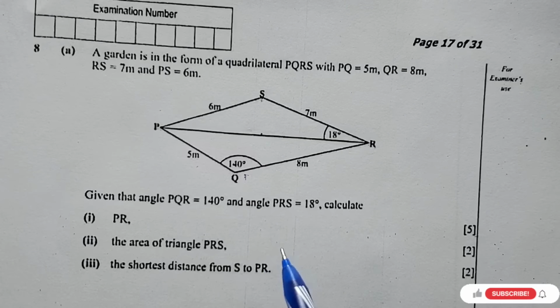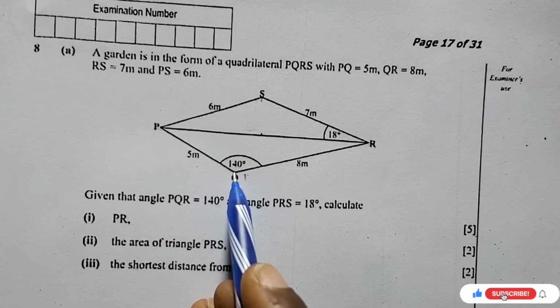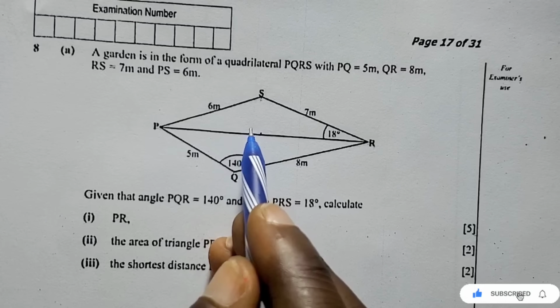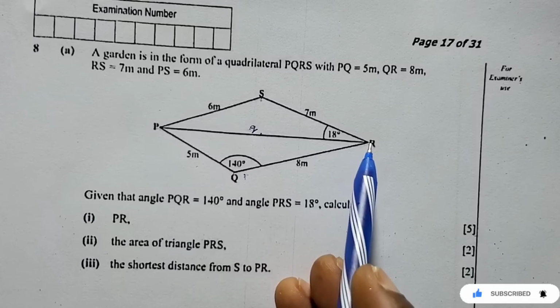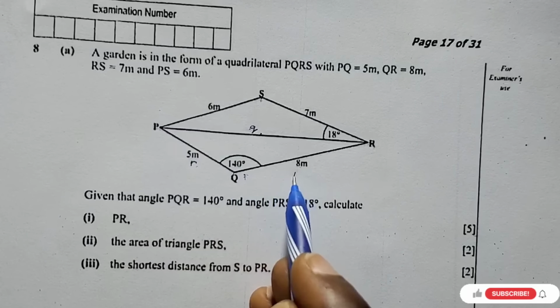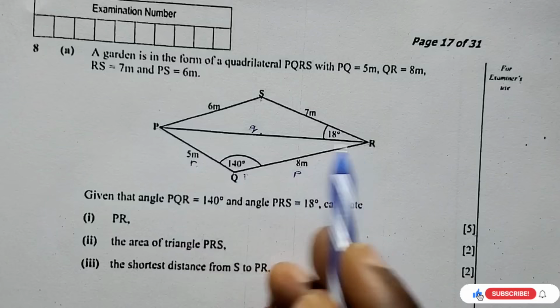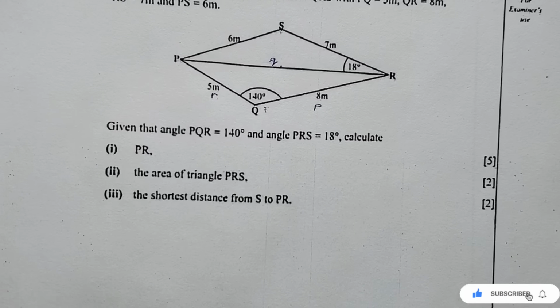So let's write what we have. Opposite of this angle is this, so let me label that one as Q. Opposite of this R is this one, R. Opposite of this P is this side. So we're going to use the cosine rule to calculate that side.